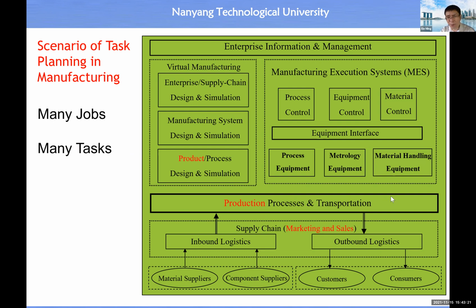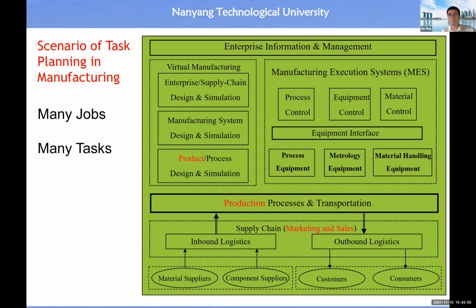And on top of a production line, you see we have process equipment, metrology equipment, and material handling equipment. In particular, we can deploy a robot to undertake process equipment and material handling equipment. Okay. Then on top of the equipment, you see we have process control, equipment control, material control, etc. All right. And actually, if we lump all this together, this is a kind of operating system of a factory.